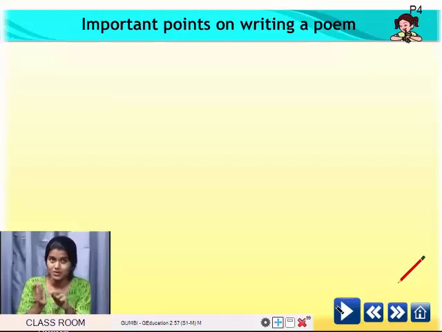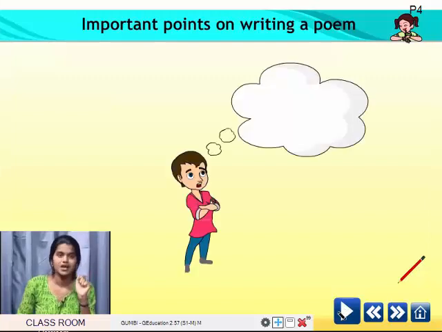So the next day, Jigu goes to Minku's house. He goes to Minku's house on time. So here Minku explains important points on writing a poem. Important points on writing a poem. So let's see what those points are.